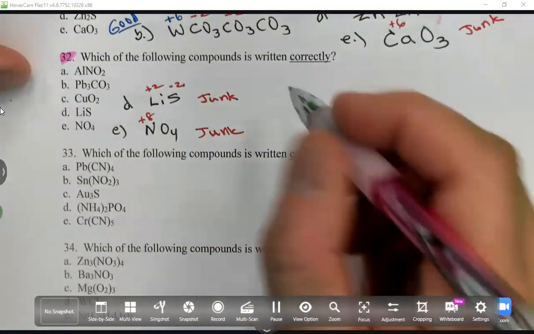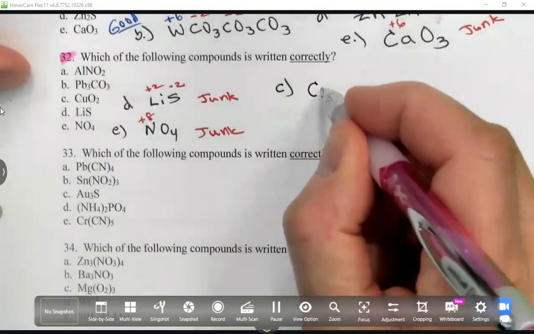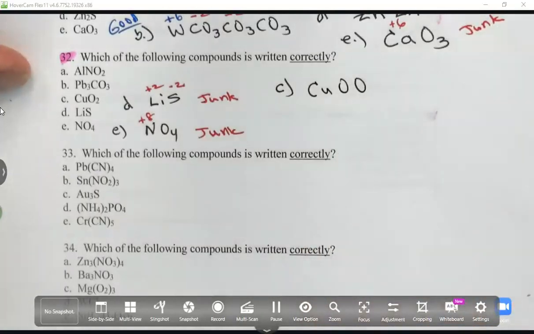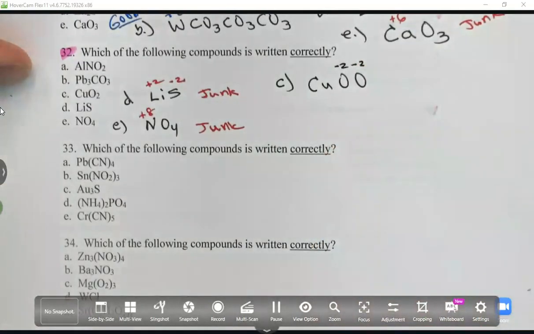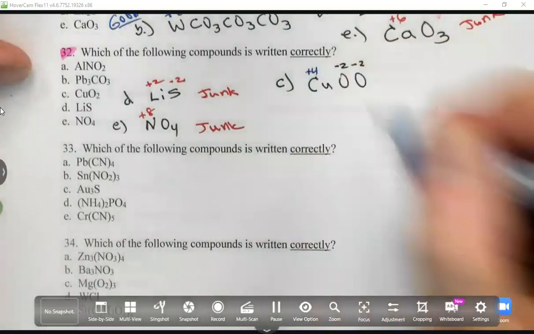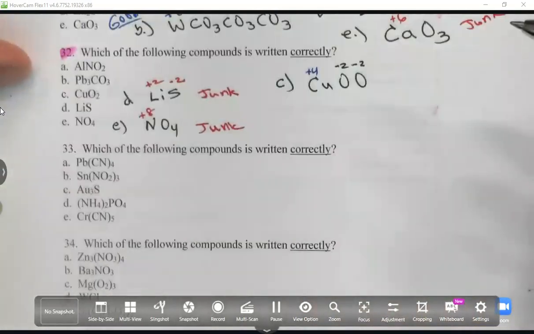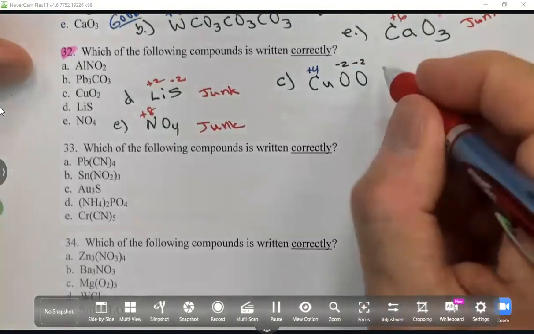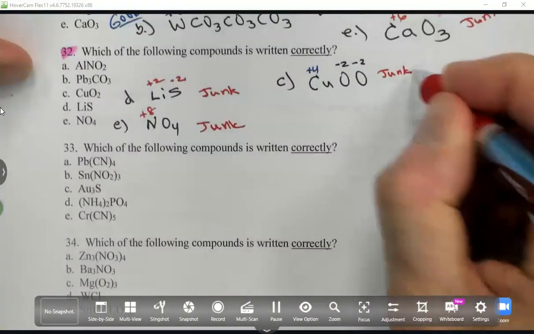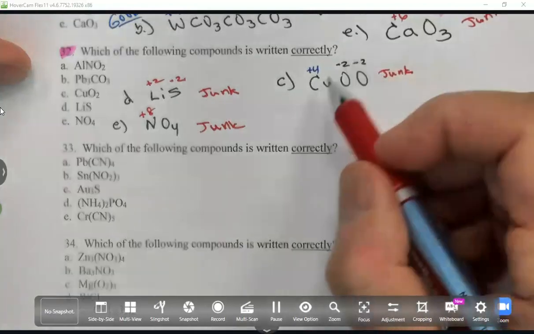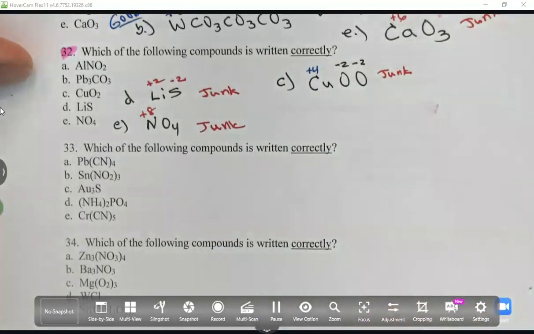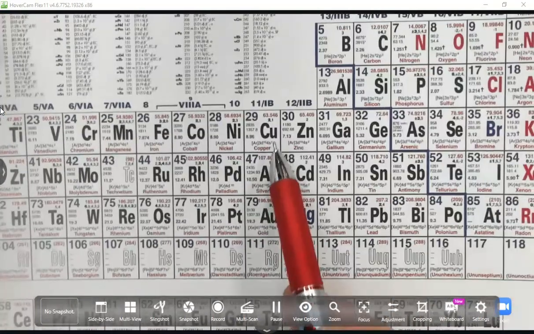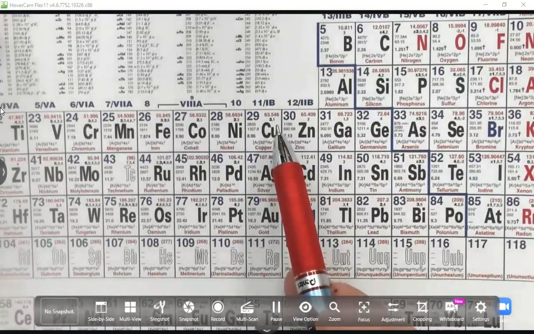Letter C. I'll put C right here. We have CuO2. -2, -2. +4. Junk, why? Copper's got a choice. Looking at copper, it can be 2 or 1, right?